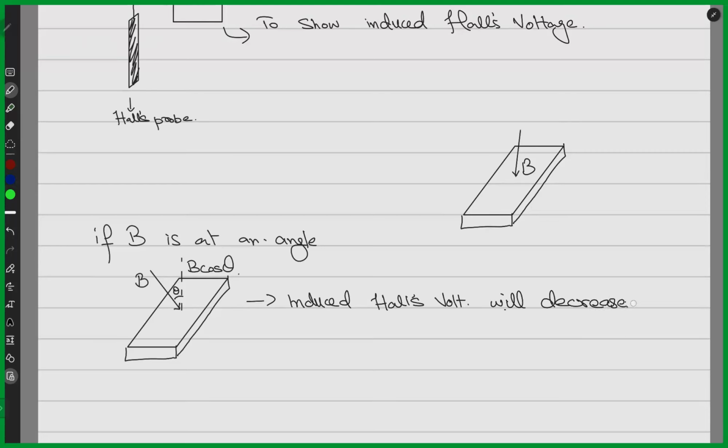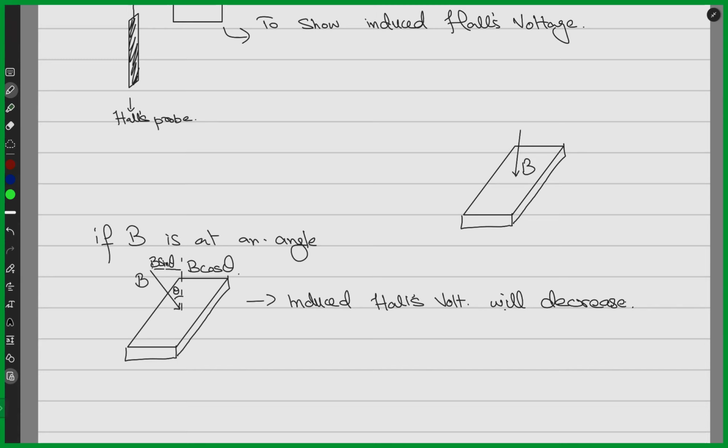Again, it will decrease because the total magnetic field is B, which is made up of two components, right? The cos component and this one, the sine component, which is this side. So let me write it, B sine theta. But the component responsible for inducing Hall's voltage inside this conductor is the perpendicular component.